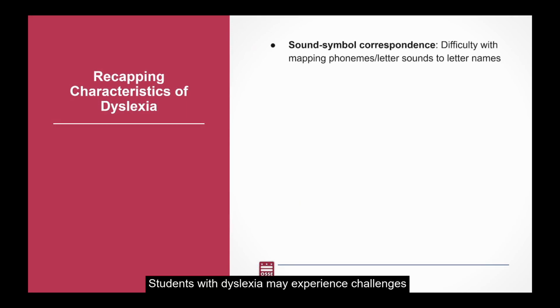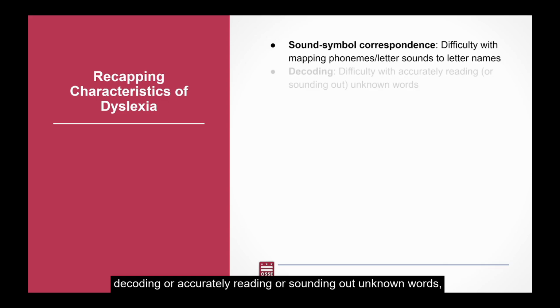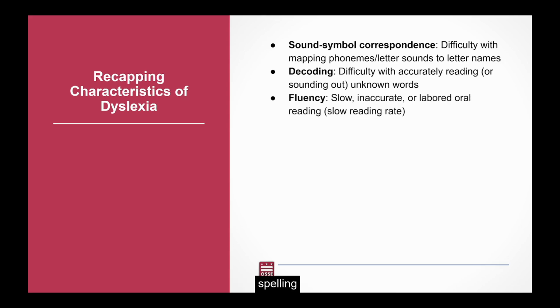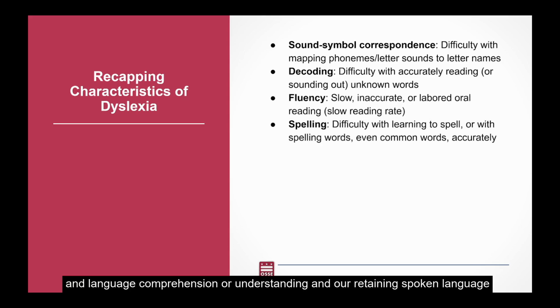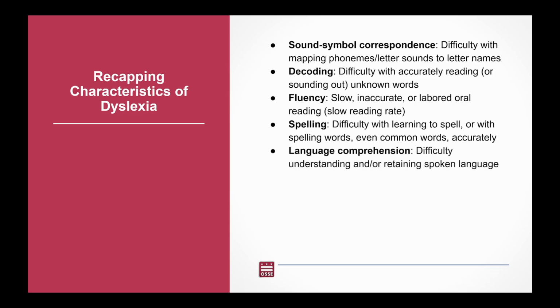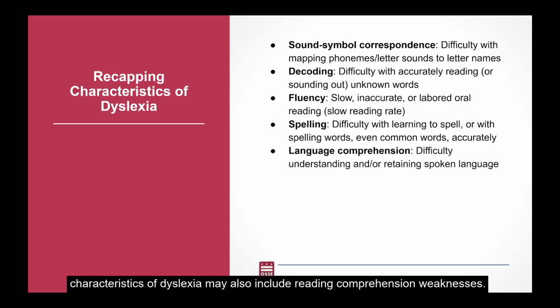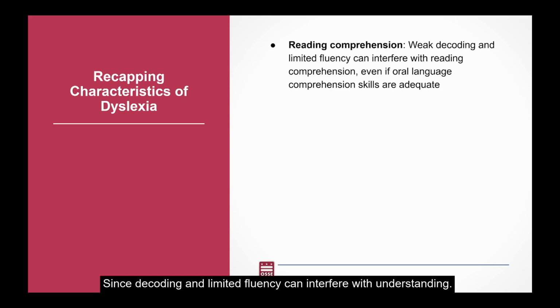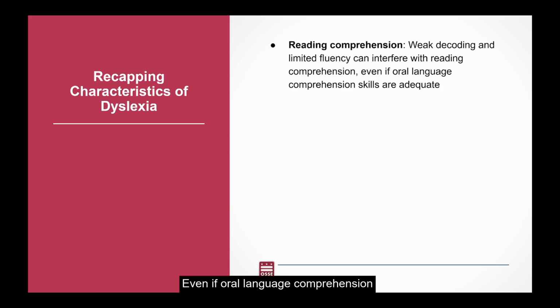Students with dyslexia may experience challenges with sound-symbol correspondence, or mapping phoneme/letter sounds to letter names, decoding, or accurately reading, or sounding out, unknown words, fluency, or rate and accuracy of oral reading, spelling, and language comprehension, or understanding and or retaining spoken language. Characteristics of dyslexia may also include reading comprehension weaknesses, since decoding and limited fluency can interfere with understanding, even if oral language comprehension skills are adequate.